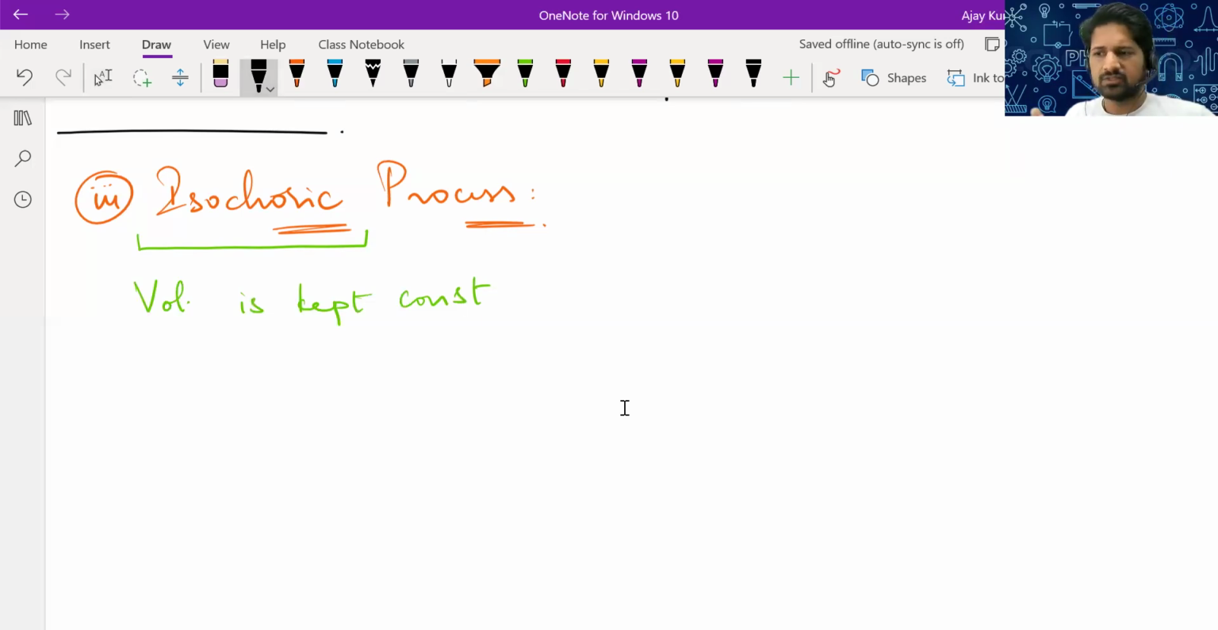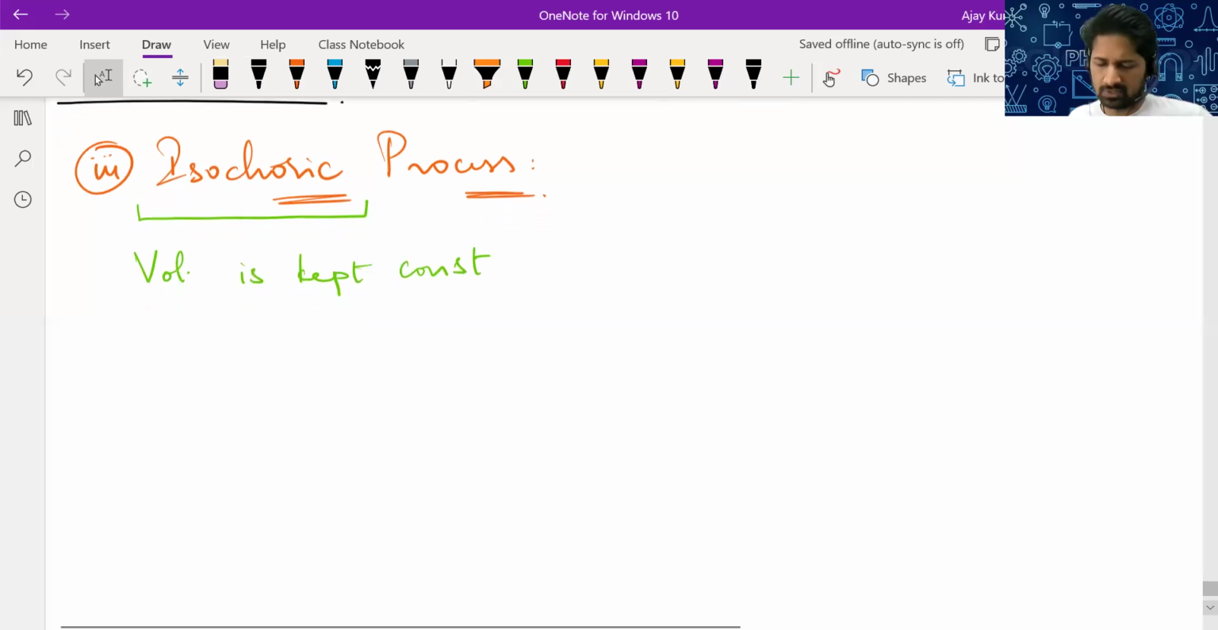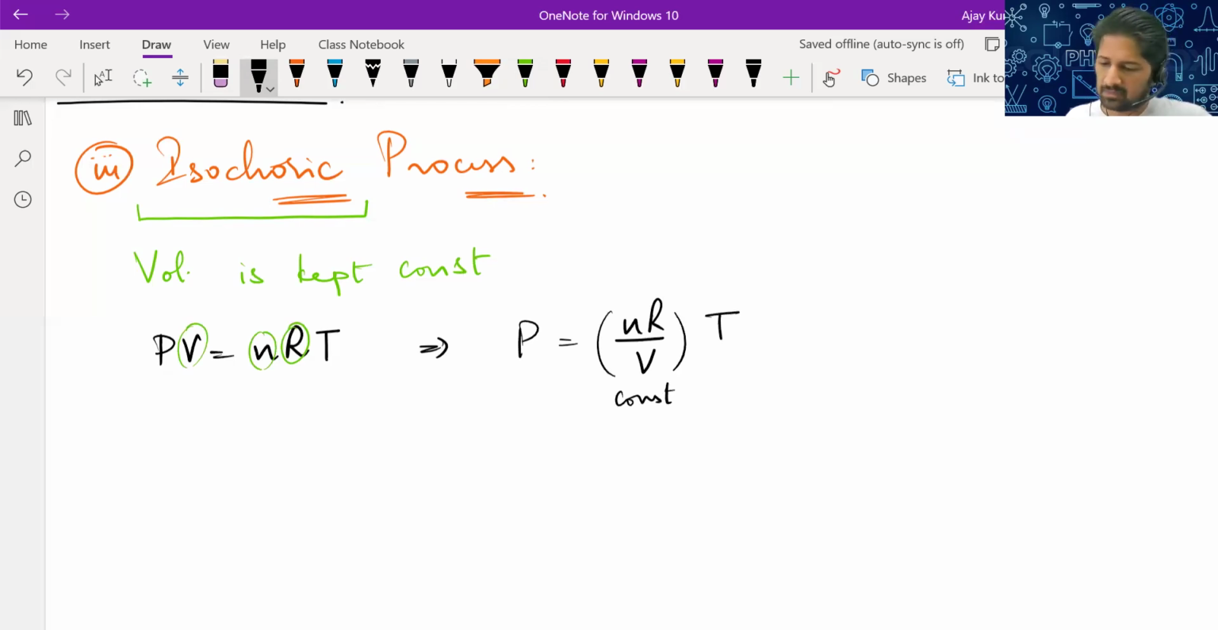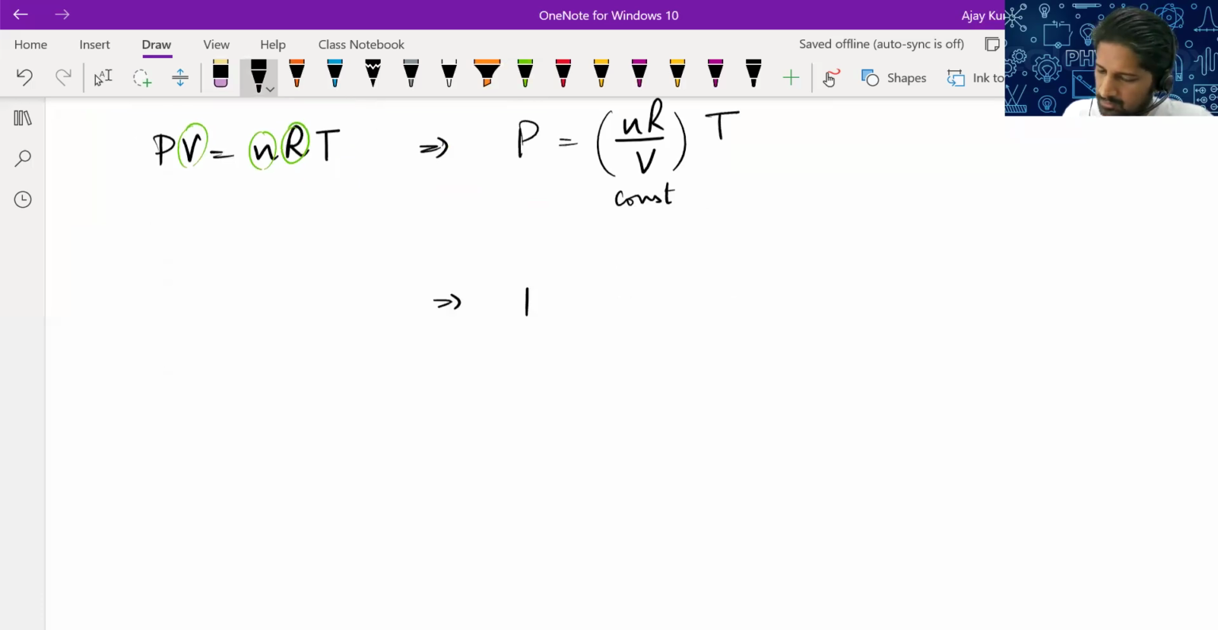Fine. So as usual, we'll have to draw the graphs for this process, then derive process specific formulas for delta W, delta U, delta Q. We'll do that quickly. Now we know PV is equal to nRT. Being an ideal gas, the gas will definitely have to obey this relation. Now the volume is kept constant. n and R are anyway constants. So you can say pressure is equal to nR by V multiplied with T. nR by V is a constant. So pressure is some constant multiplied with temperature. Therefore, pressure becomes proportional to temperature.